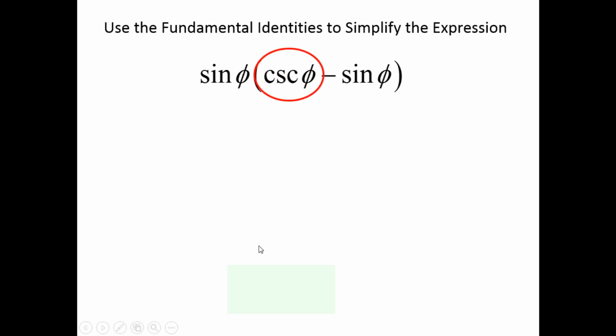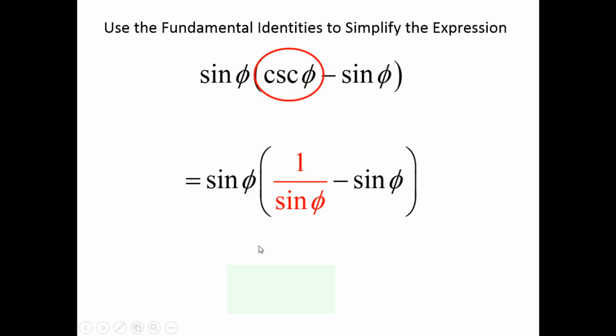So the continuation: using the fundamental identity to simplify the expression. Sine of phi times the quantity of cosecant of phi minus sine of phi. This symbol is kind of a little bit weird, so you can pronounce it either phi or phi. Cosecant of phi is 1 over sine of phi.